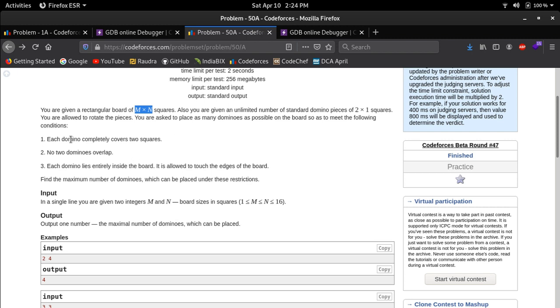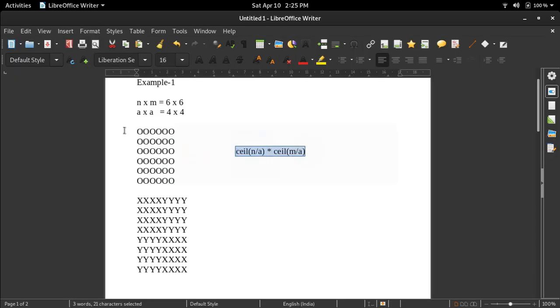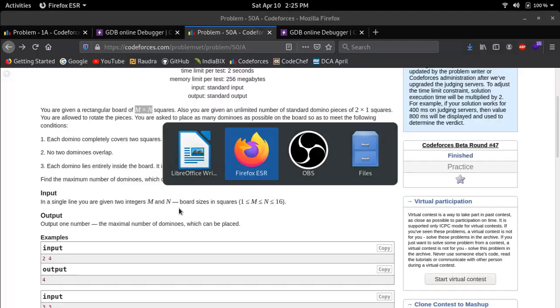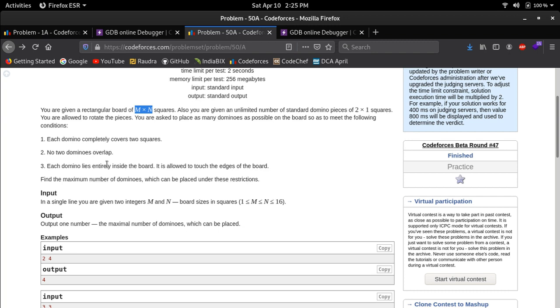Now here they have given conditions for each domino. Each domino completely covers 2 squares. No dominoes overlap, so we cannot put one domino on another. Each domino lies entirely inside the board, so it is not allowed to go outside. In the previous example it was allowed to go outside the theater, but in this example it is not allowed to go outside the board. They have mentioned that it is allowed to touch the edges of the board, so that is fine. Now find the maximum number of dominoes which can be placed under these restrictions.